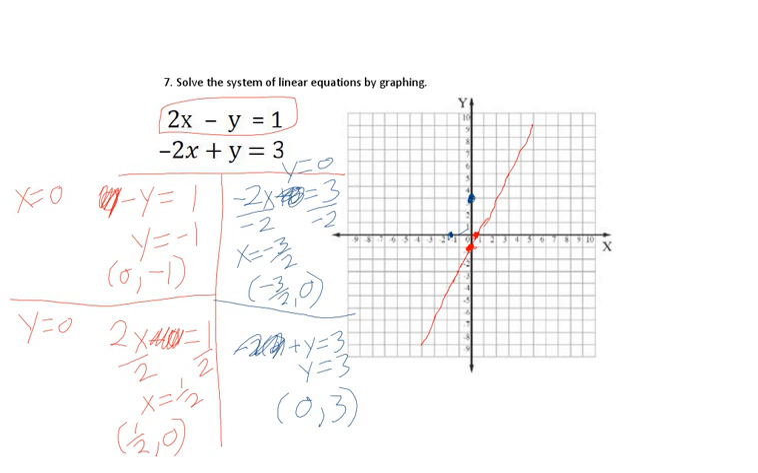Alright, so I got to connect those dots. Let's see, careful. Alright, so notice something interesting about the lines. They're parallel to each other. The red and the blue never cross. If there's no cross, that means there's no answer. No solution.